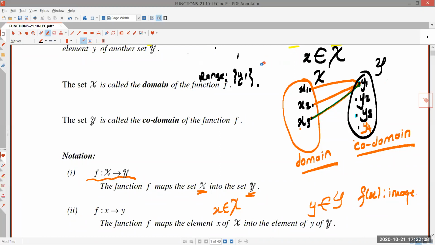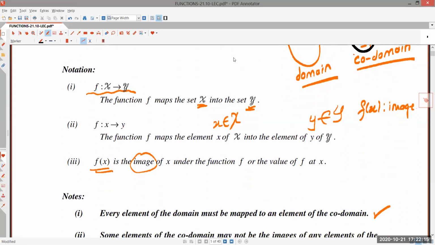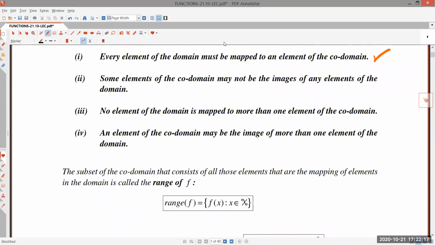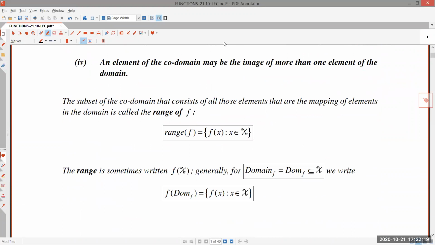Codomain is much more general. Sometimes the range and the codomain are the same thing, depending on the situation. So this is one of the things we pay attention to.